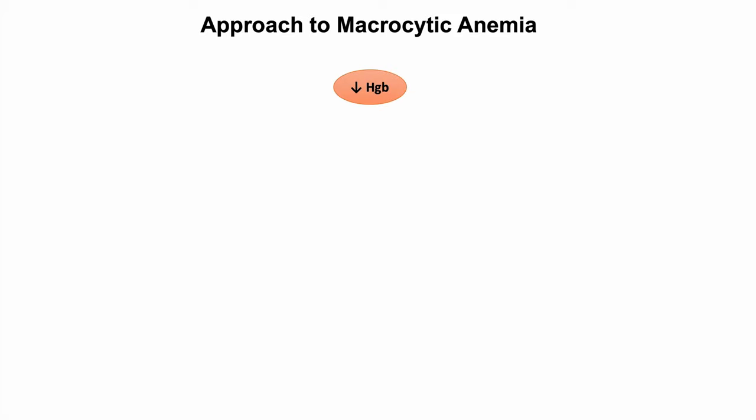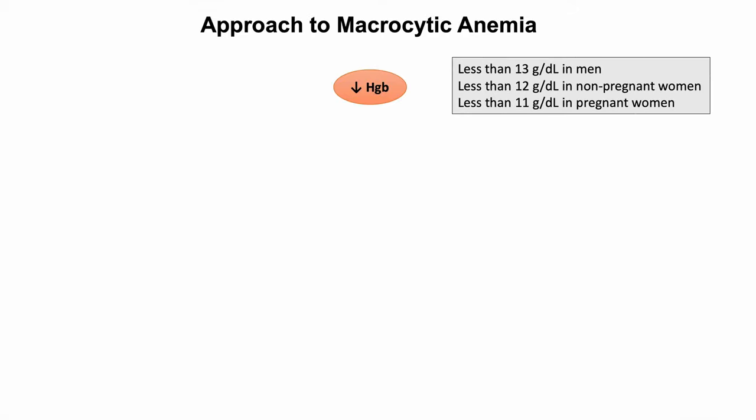So the first thing we want to look at is a low hemoglobin level. So hemoglobin, denoted as HGB. A low hemoglobin level is anemia. What is a low hemoglobin level? A low hemoglobin level is different depending on what patient you're looking at. In men, hemoglobin less than 13 grams per deciliter is considered anemia.